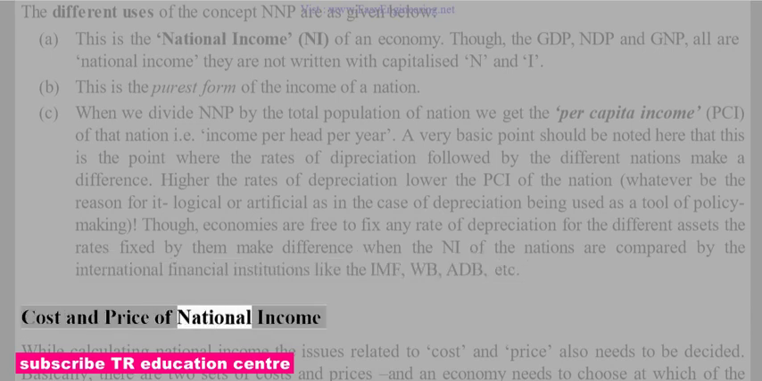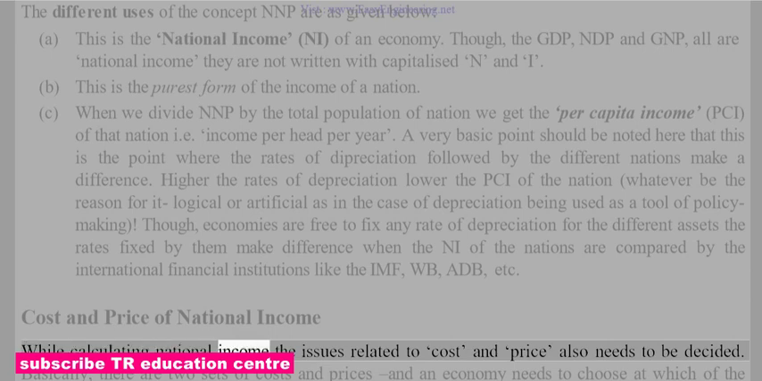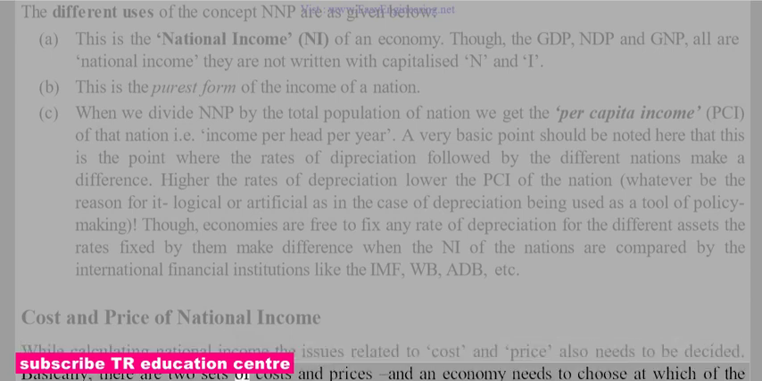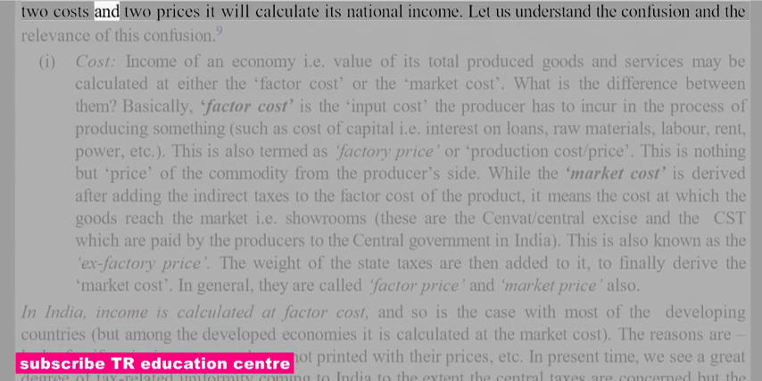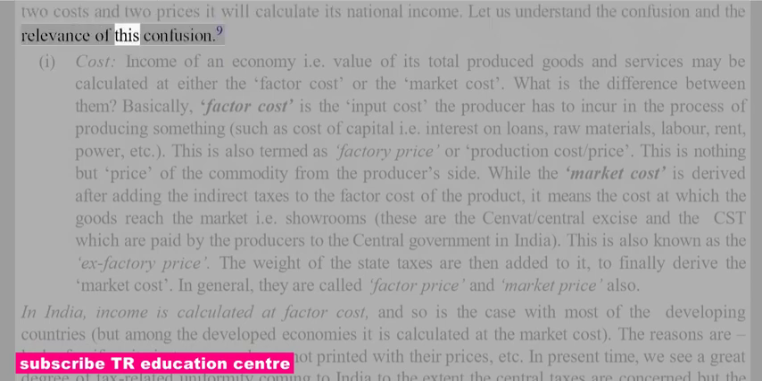Cost and price of national income. While calculating national income, the issues related to cost and price also need to be decided. Basically, there are two sets of costs and prices, and an economy needs to choose at which of the two costs and two prices it will calculate its national income. Let us understand the confusion and the relevance of this confusion.